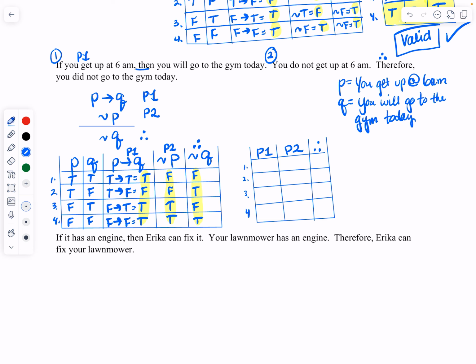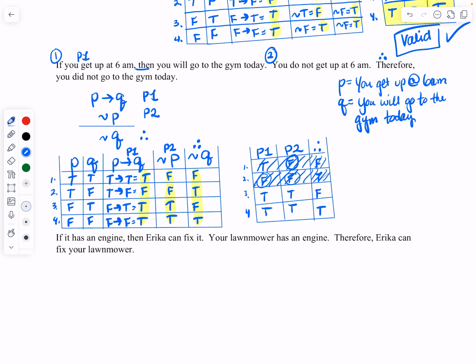Okay, so I'm copying down what I got for premises 1, which was true, false, true, true. I'm copying down what I got for P2, which was false, false, true, true. And finally, conclusion was false, true, false, true. Okay, so look at row number 1. I have a false conclusion in P2, so I'm going to strike out that entire row. In row 2, I have 2 false premises, so I'm going to get rid of it.